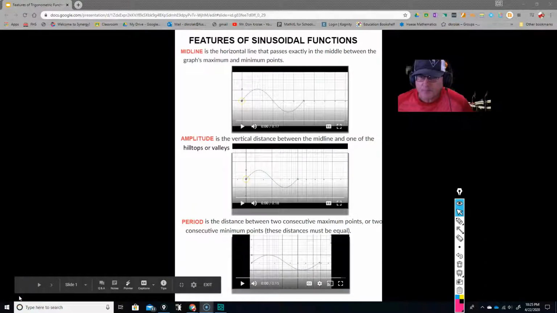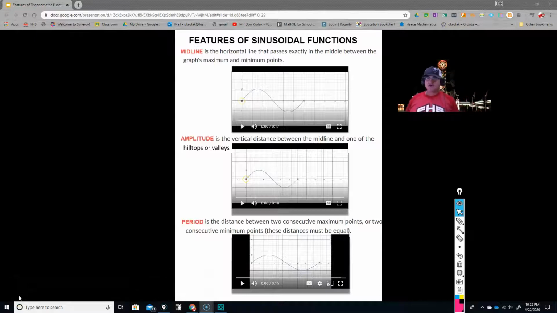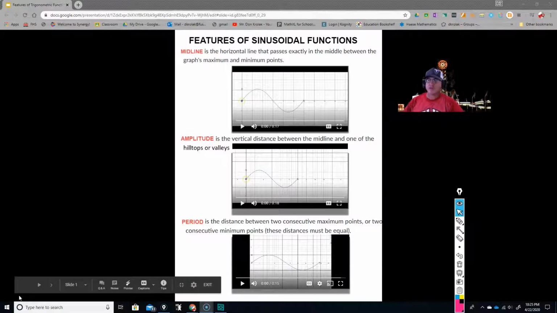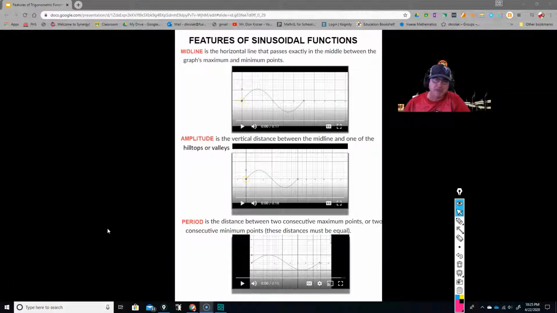All right, we're going to spend a little bit more time on features of sinusoidal functions. Functions that are wave-like and their path repeats over and over. There were three characteristics that you looked at: a midline, an amplitude, and a period. So let's take a closer look at how the midline of a function can change.